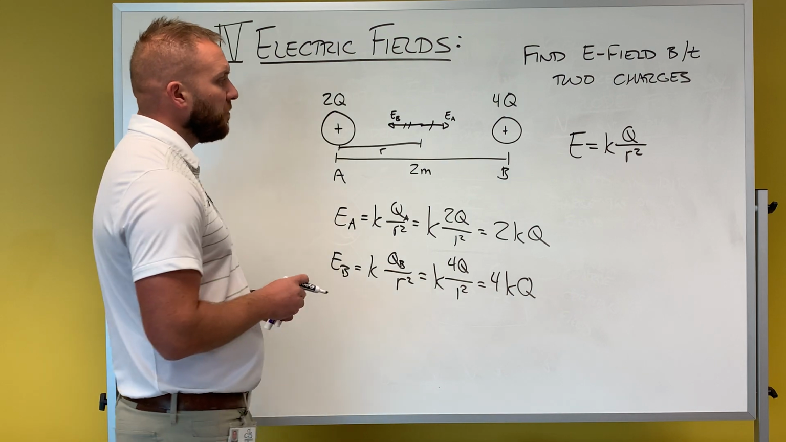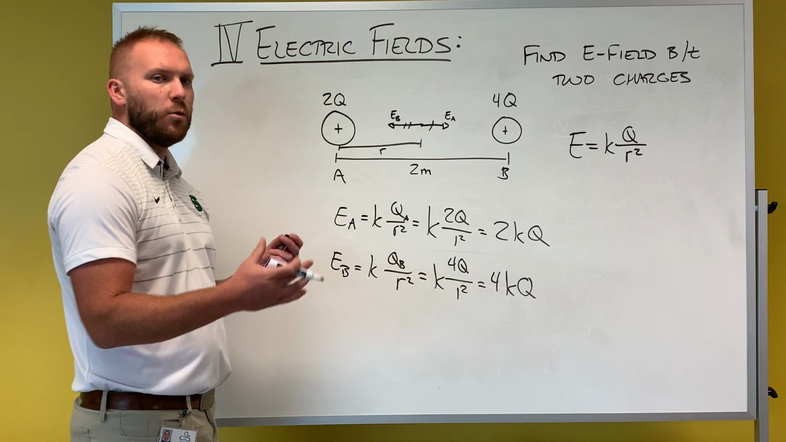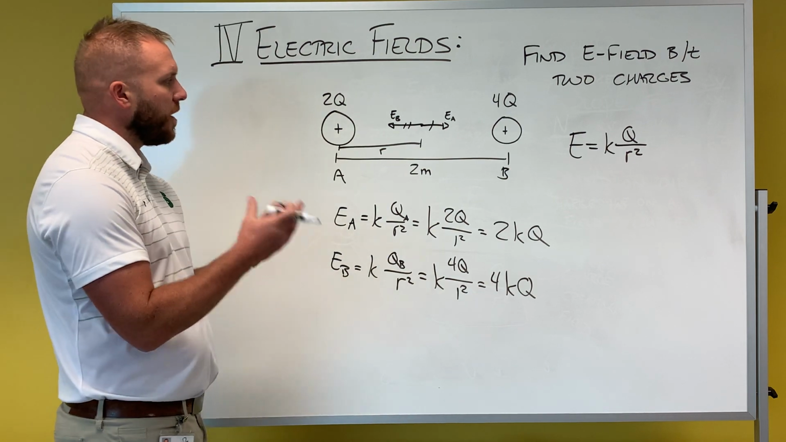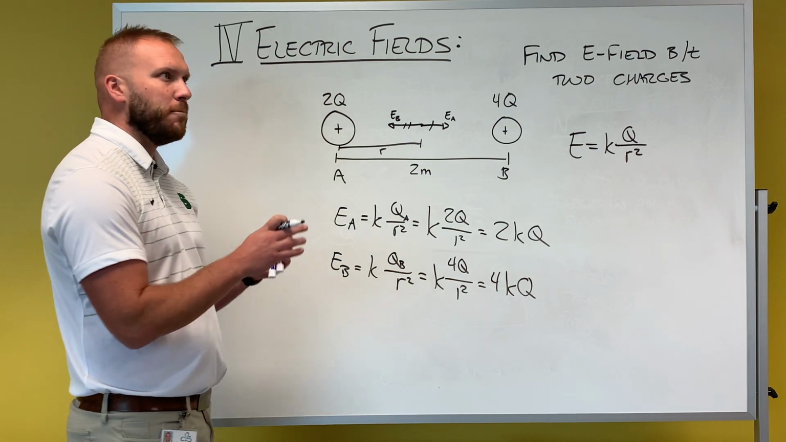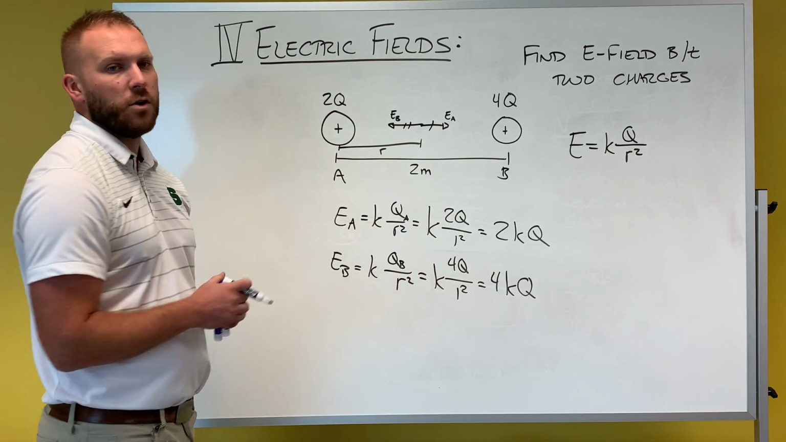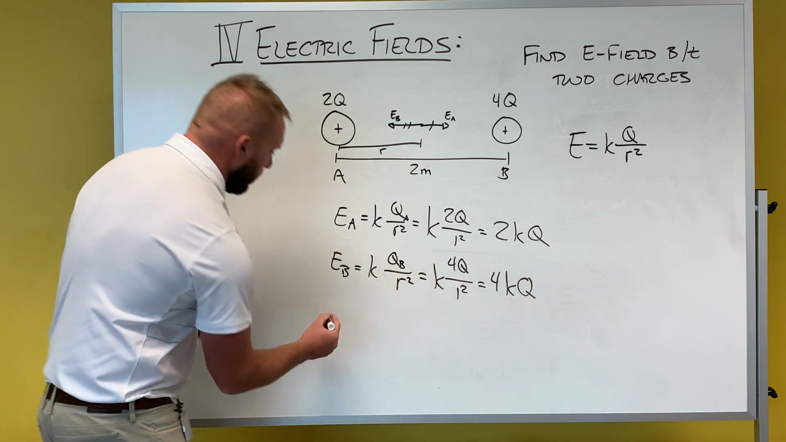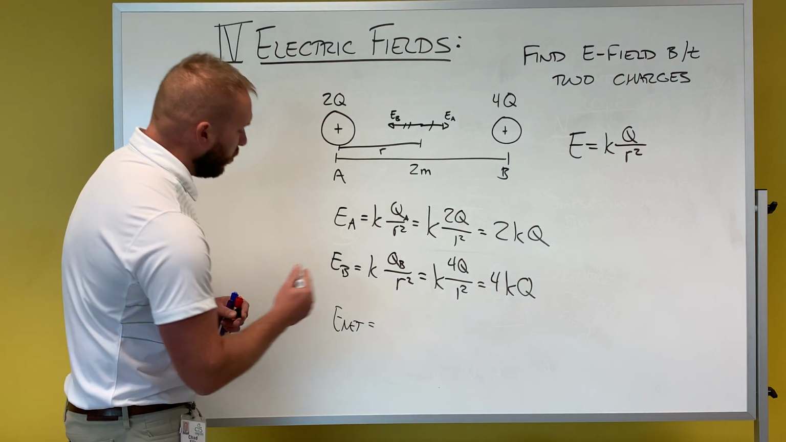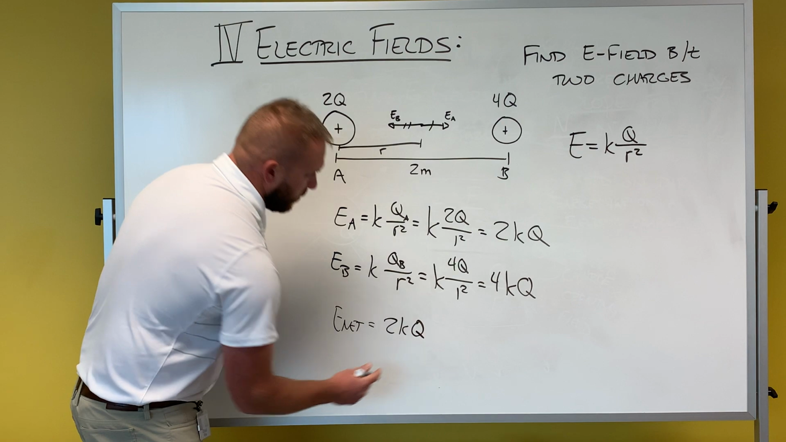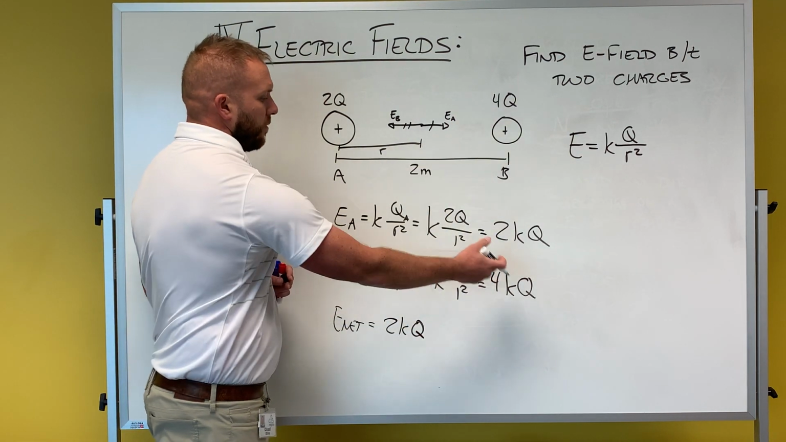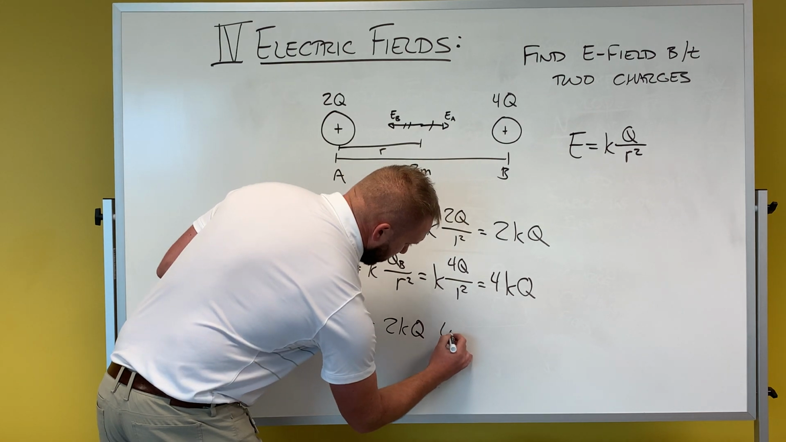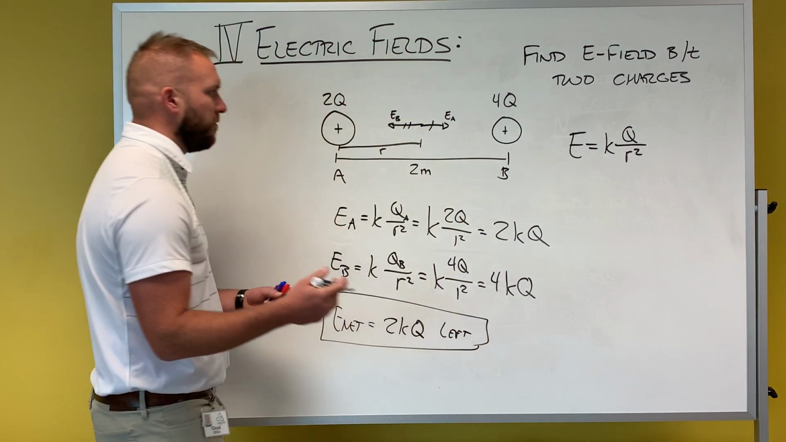So the net field, again, we can't really say one's necessarily positive or negative because with electric fields and charges, the negatives don't really mean left or right all the time. So what I have to do is just look at this. Those two are going to cancel each other out. And so my electric field net would be 2KQ, right? Because we're going to have 2 to the right, 4 to the left. So my net is 2KQ to the left. That's going to be my final answer.